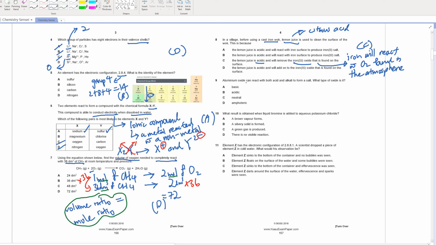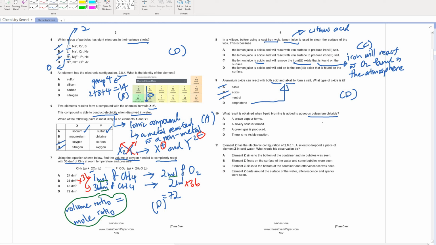Question 9. Aluminium oxide can react with both acid and alkali. What type of oxide is this? So this is a amphoteric oxide, because amphoteric oxide is able to react with both acid and alkali. It's not a basic, acidic or neutral oxide. Question 10. What result is obtained when liquid bromine is added to aqueous potassium chloride?